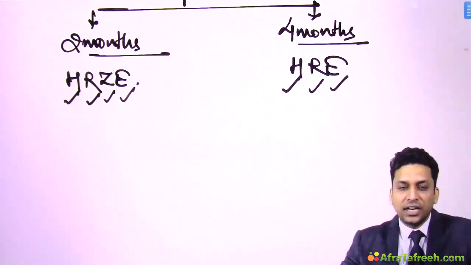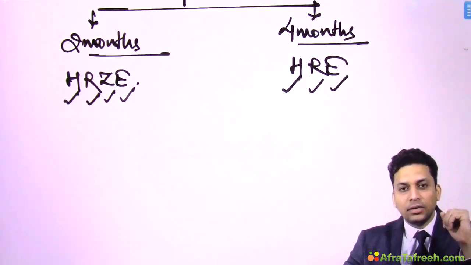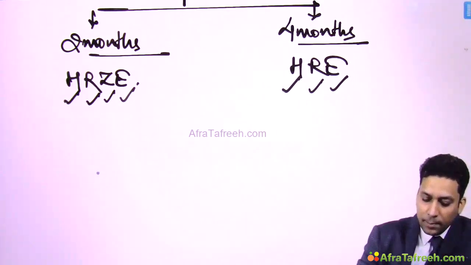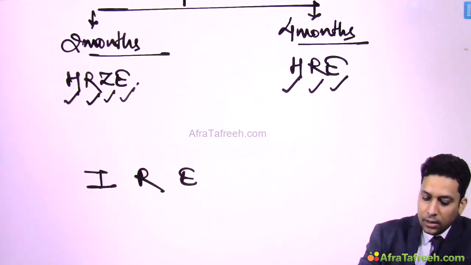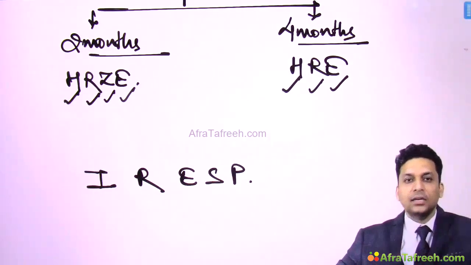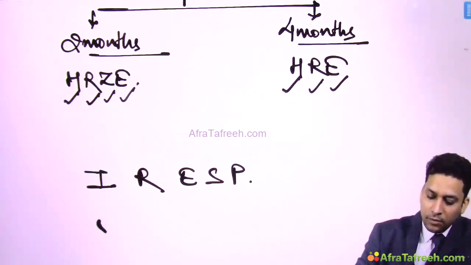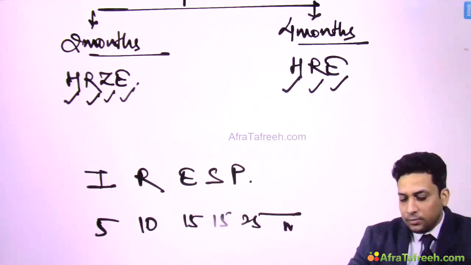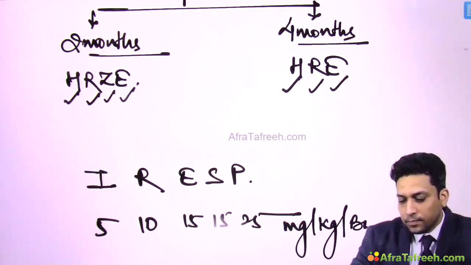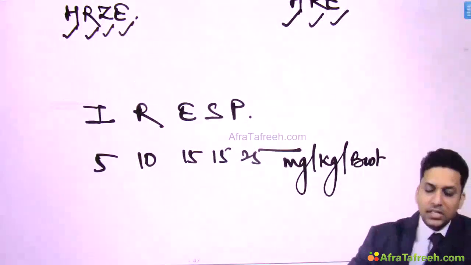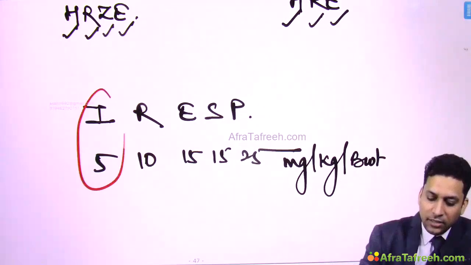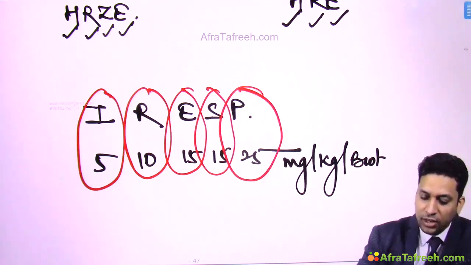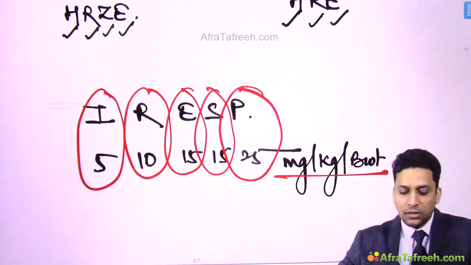Now, I've seen many times students get confused between the doses of these anti-tubercular drugs. The doses can very easily be remembered by this very simple mnemonic, and that mnemonic is I RESP. So, 5, 10, 15, 15 and 25 mg per kg body weight. You can see how simple it is to remember the doses. Isoniazid 5 mg per kg body weight, rifampicin 10, ethambutol 15, streptomycin 15, pyrazinamide 25 mg per kg body weight is the dose in adults.